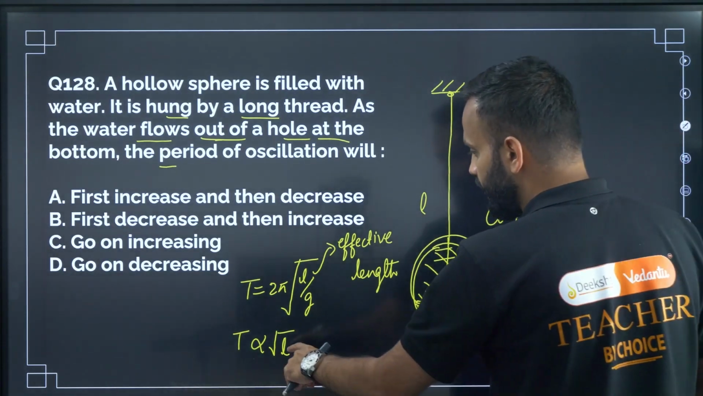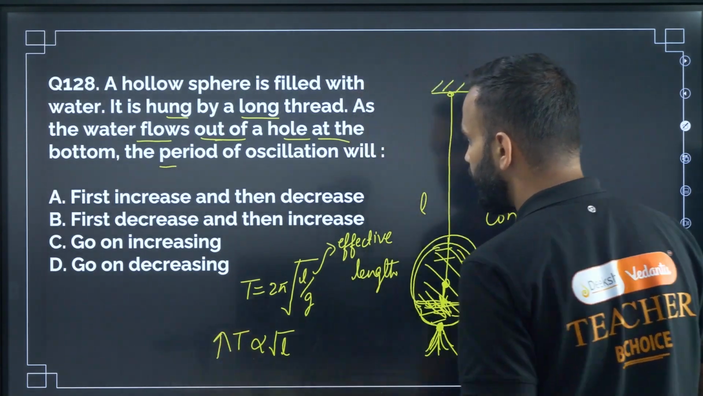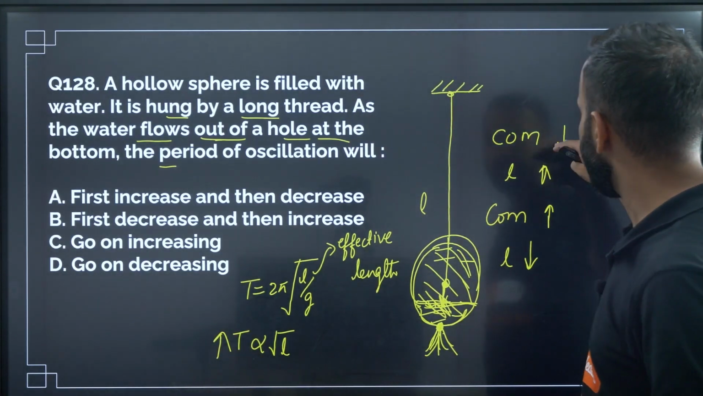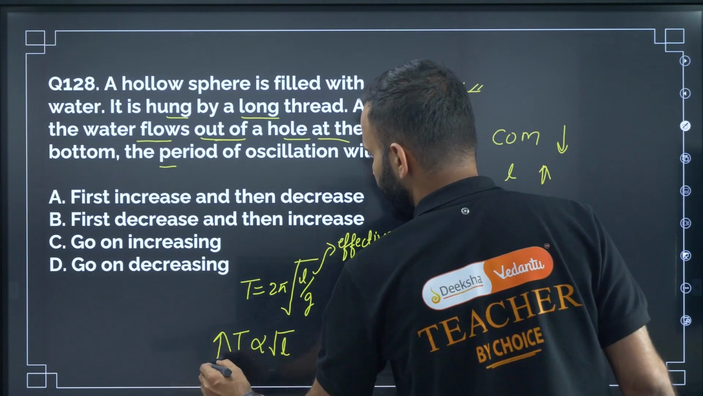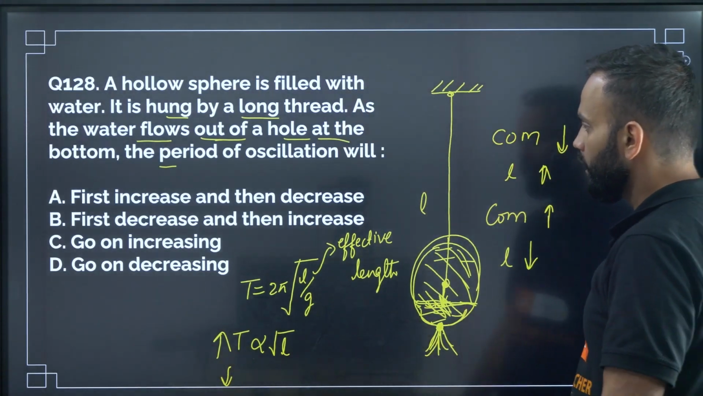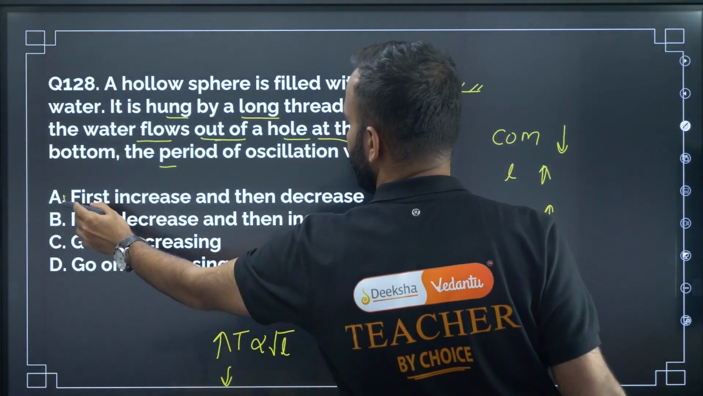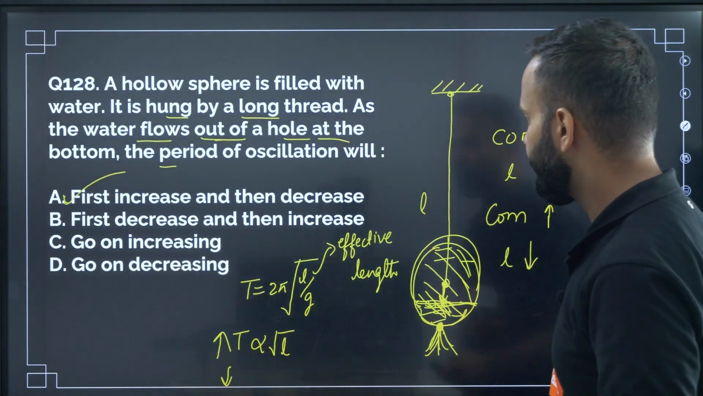So the time period is directly proportional to root L. So the period of oscillation first increases, then it decreases. Option A says first increases and then decreases. Correct. Option A is the correct answer.